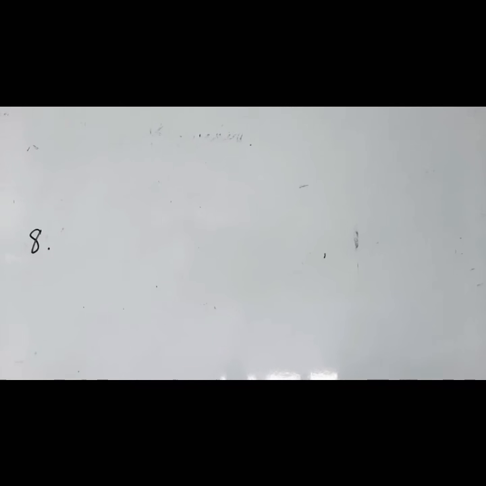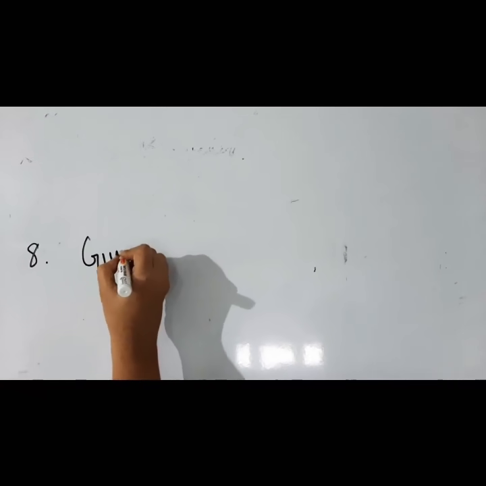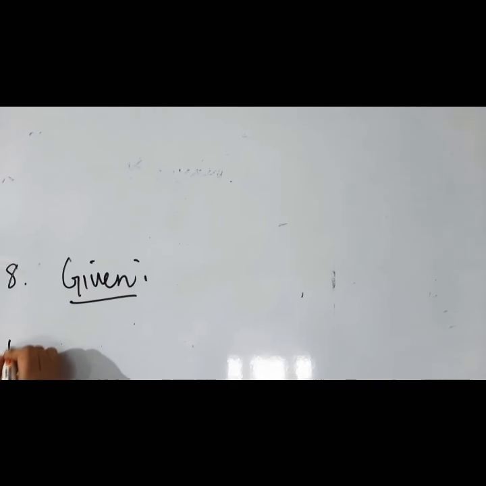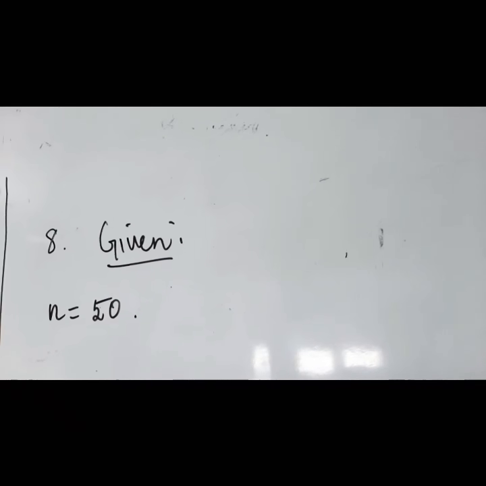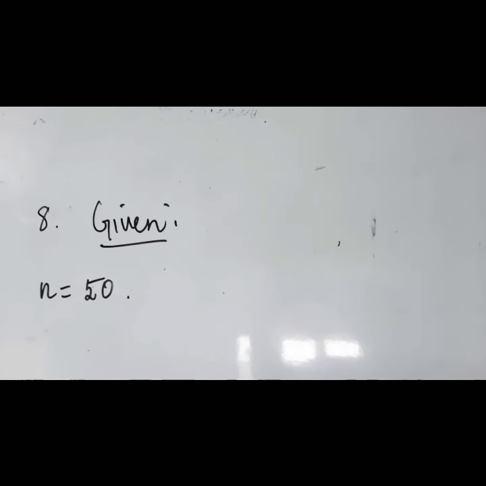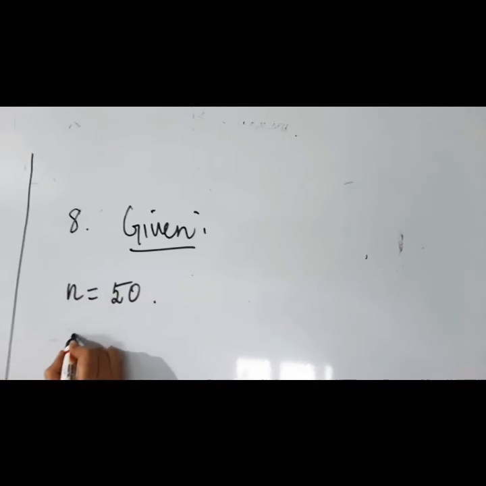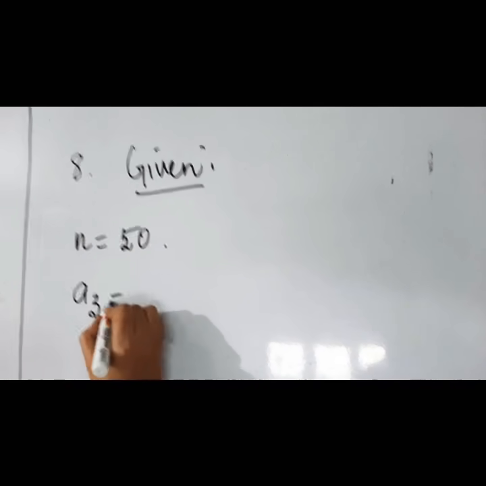An AP consists of 50 terms. Underline the word 50. So N is 50. What is given first? N is 50. Then, of which the third term is 12. What is the third term? A3 is equal to 12.